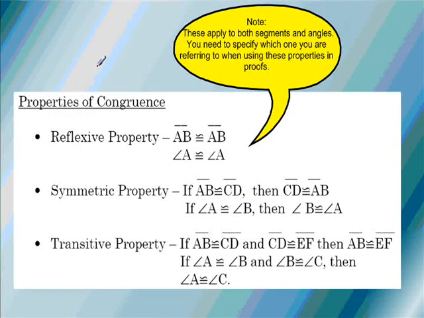The other properties we're going to talk about are properties of congruence, but these also apply to equalities. So I can use these properties when I have equal signs or when I have congruent signs, unlike the previous page, which I can only use with equalities. And there's a little note here that says that these properties apply to both segments and angles, and you need to specify which one you are referring to when you use these properties in proofs.